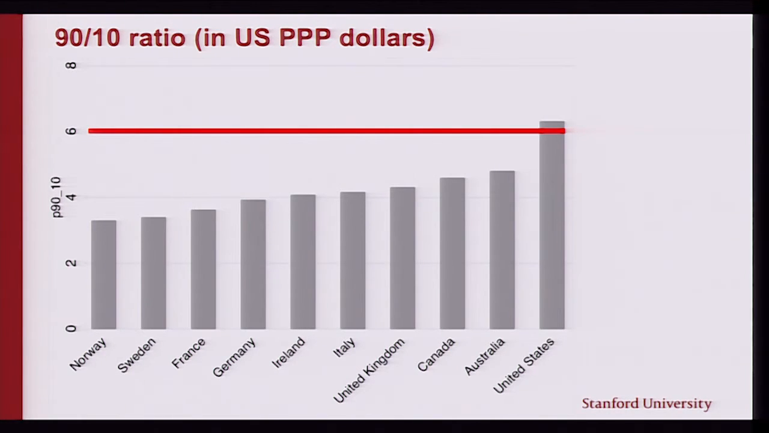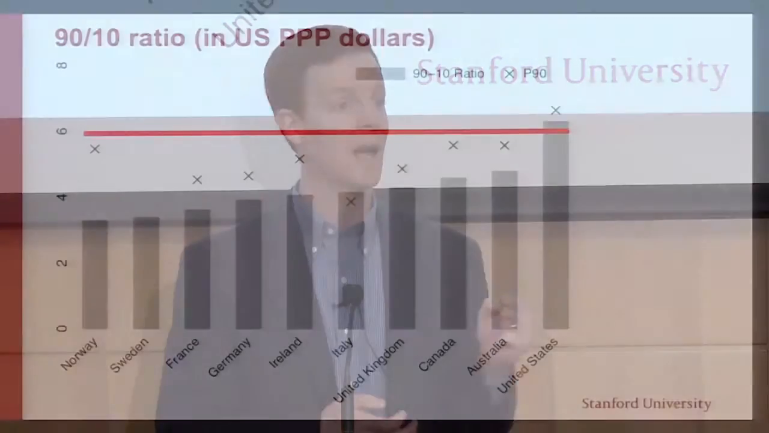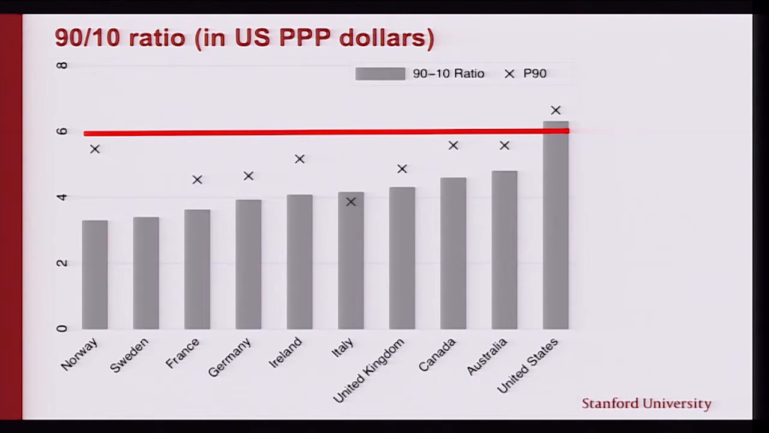So now we're going to unpack how much of that is because our rich are richer, and how much of it is people at the bottom as well, and see if our poor are actually better off than poor in these other countries. So we're going to start with these X's. These X's show the level of income at the 90th percentile. You'll notice our 90th percentile is in the tens of thousands of dollars, around 65,000.